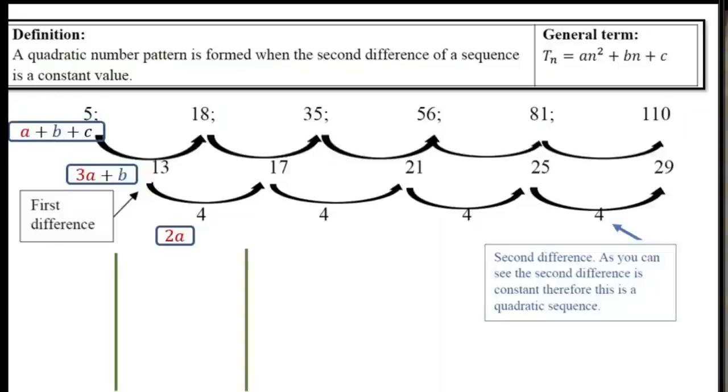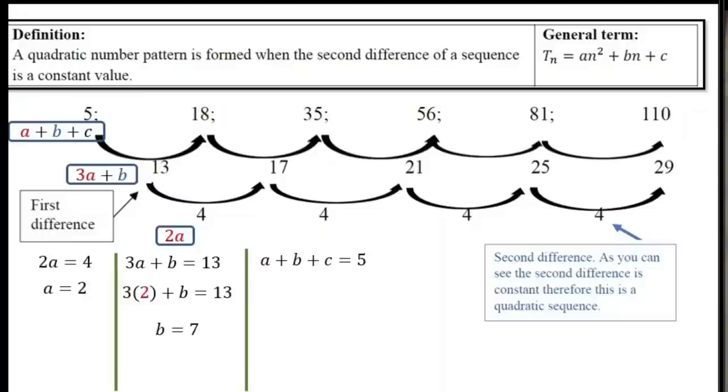So now I can do my calculations. We start and we work from the bottom up. So we start with the second difference. 2a is equal to 4, which means a is equal to 2. Moving up, I can say 3a plus b is equal to 13. I now know from my previous calculation that a is 2, so I can calculate that b is equal to 7. Then for my final one, a plus b plus c must be equal to 5. I have a is 2, I have b is 7, so I can substitute it in and calculate that c is negative 4. So our final one, always remember to finish off by giving the general term, Tn equals 2n squared plus 7n minus 4.